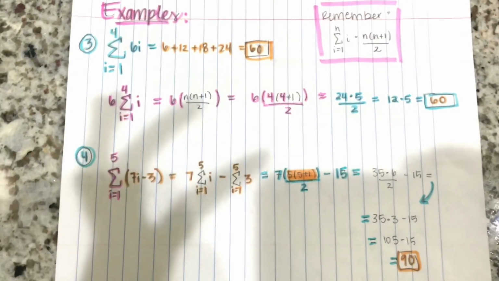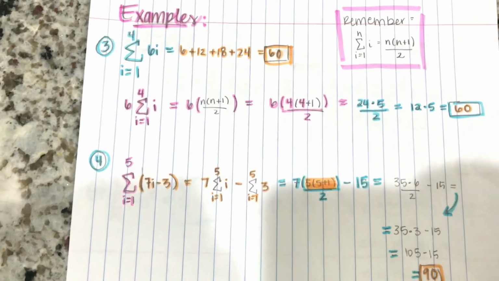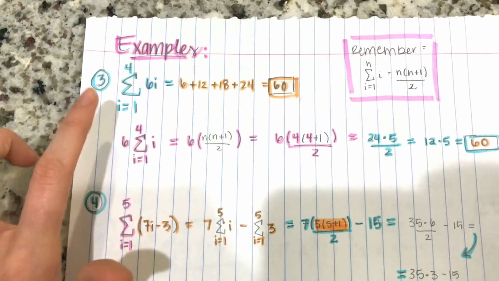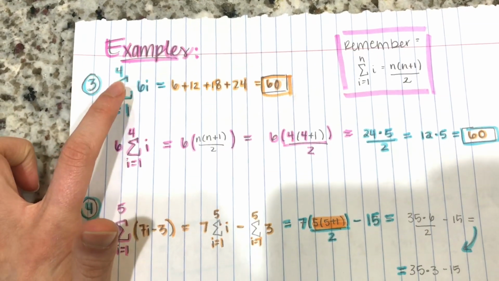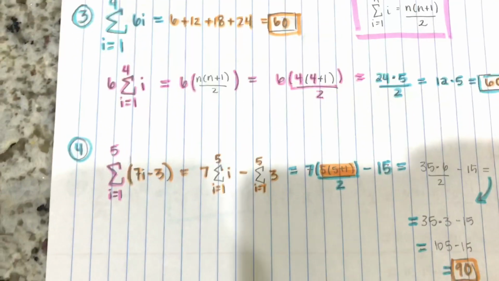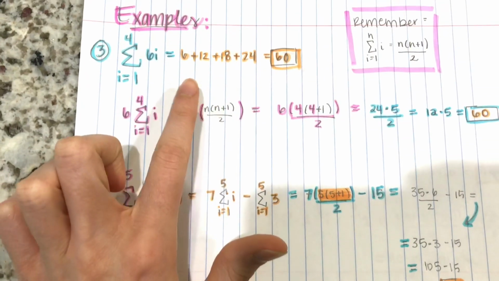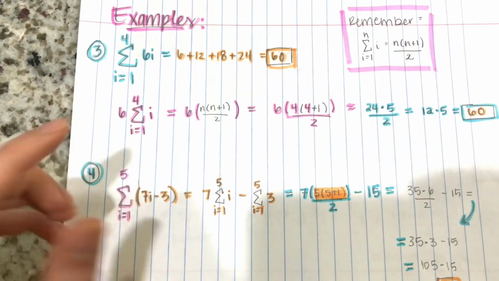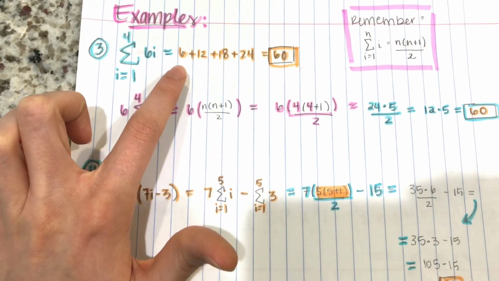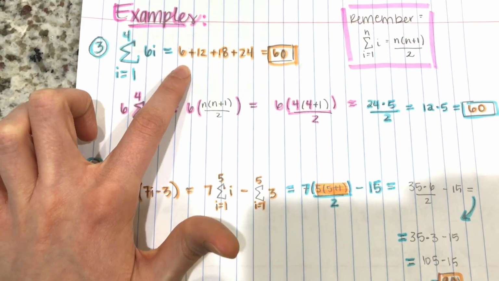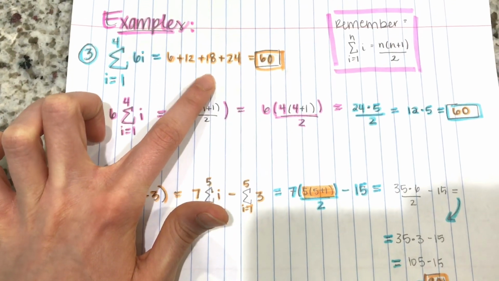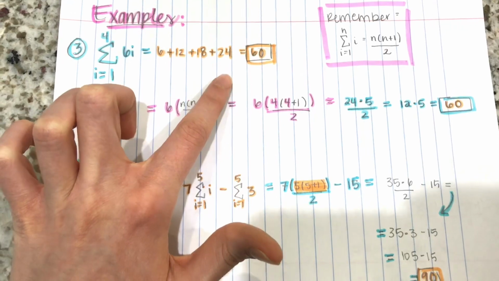Okay. Now moving on to 2 more examples that deal with i and a constant. Our first problem, we're starting at 1, our n term is 4, and we have 6i. For this problem, I actually wrote it out so that you can see it visually. The first term would be 6 times 1, which is 6, then 6 times 2, which is 12, plus 6 times 3, which is 18, plus 6 times 4, which is 24.